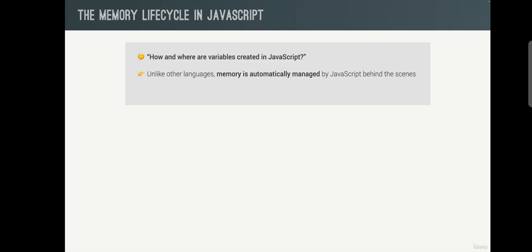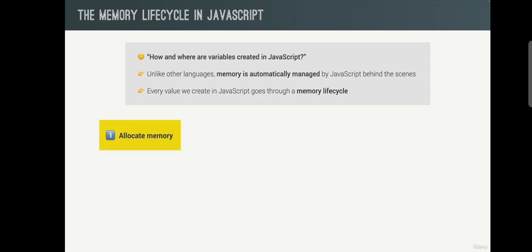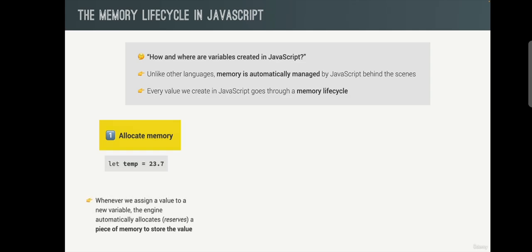Well, to give you a broad overview, every single value that we create in our applications goes through something that we call a memory lifecycle. So in this lifecycle, first, a piece of memory is allocated whenever we create a new value, for example, to assign that value to a new variable in our code. So essentially, each time we declare a variable with a new value, no matter if it's a single value or a huge object, the JavaScript engine will automatically reserve a piece of memory to store that value.